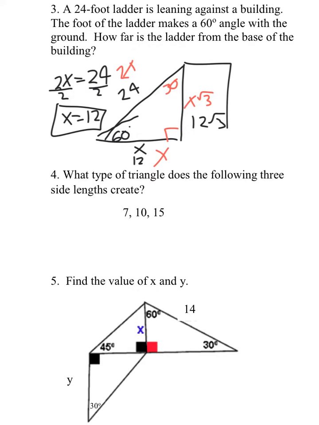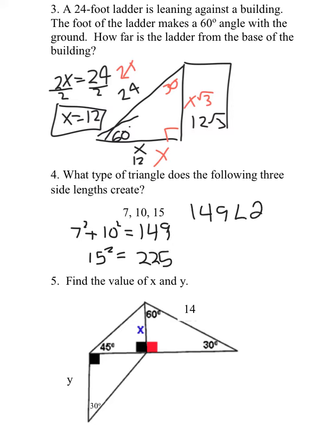Now, a couple other things. Again, it's not all special right triangles. What type of triangle does the following side lengths create? a squared plus b squared. Compare it to c squared. 7 squared plus 10 squared is 49 plus 100, 149. 15 squared is 225. Comparatively, 149 is less than 225, right?